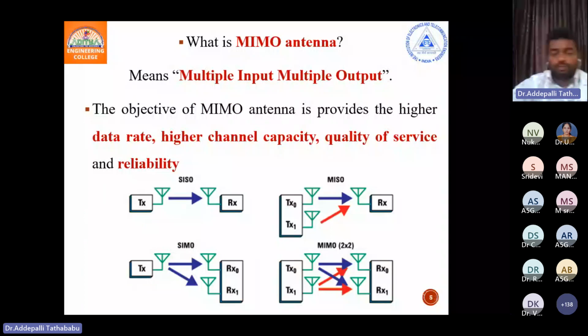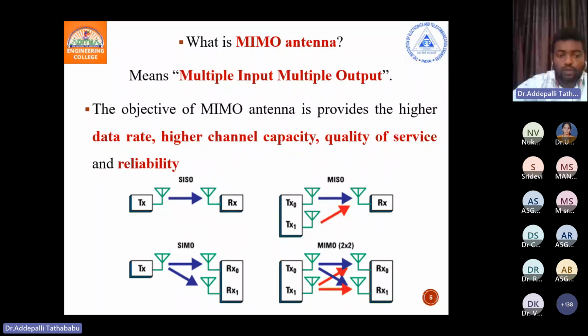Now coming to MIMO. MIMO means multiple input, multiple output. It is an application of an array. Here also a number of antennas are there, but the objective is different. The objective of a MIMO antenna is to improve the data rate. It improves the data rate, channel capacity, quality of service and reliability.